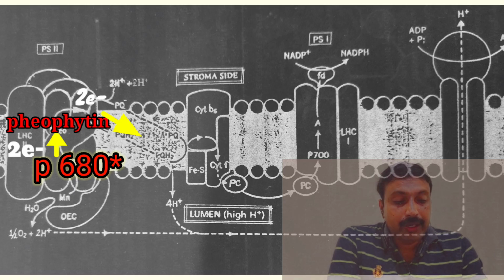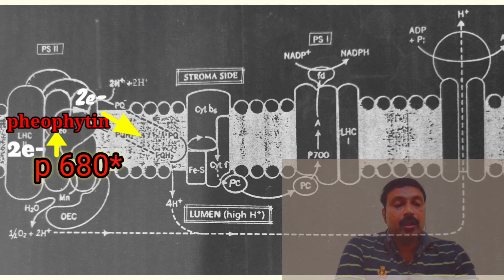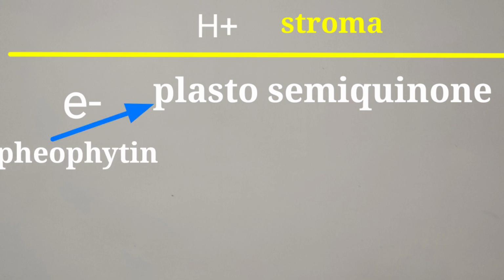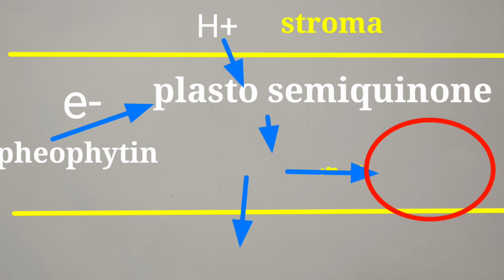Now the pheophytin donates a pair of electrons to quinone. Here the quinone shows the quinone cycle. Actually, quinone is present in the form of plastosemiquinone. That plastosemiquinone first accepts only one electron from pheophytin. For that one electron, it accepts one proton from the stroma. When it accepts one electron and one proton from the stroma, it becomes plastoquinol.